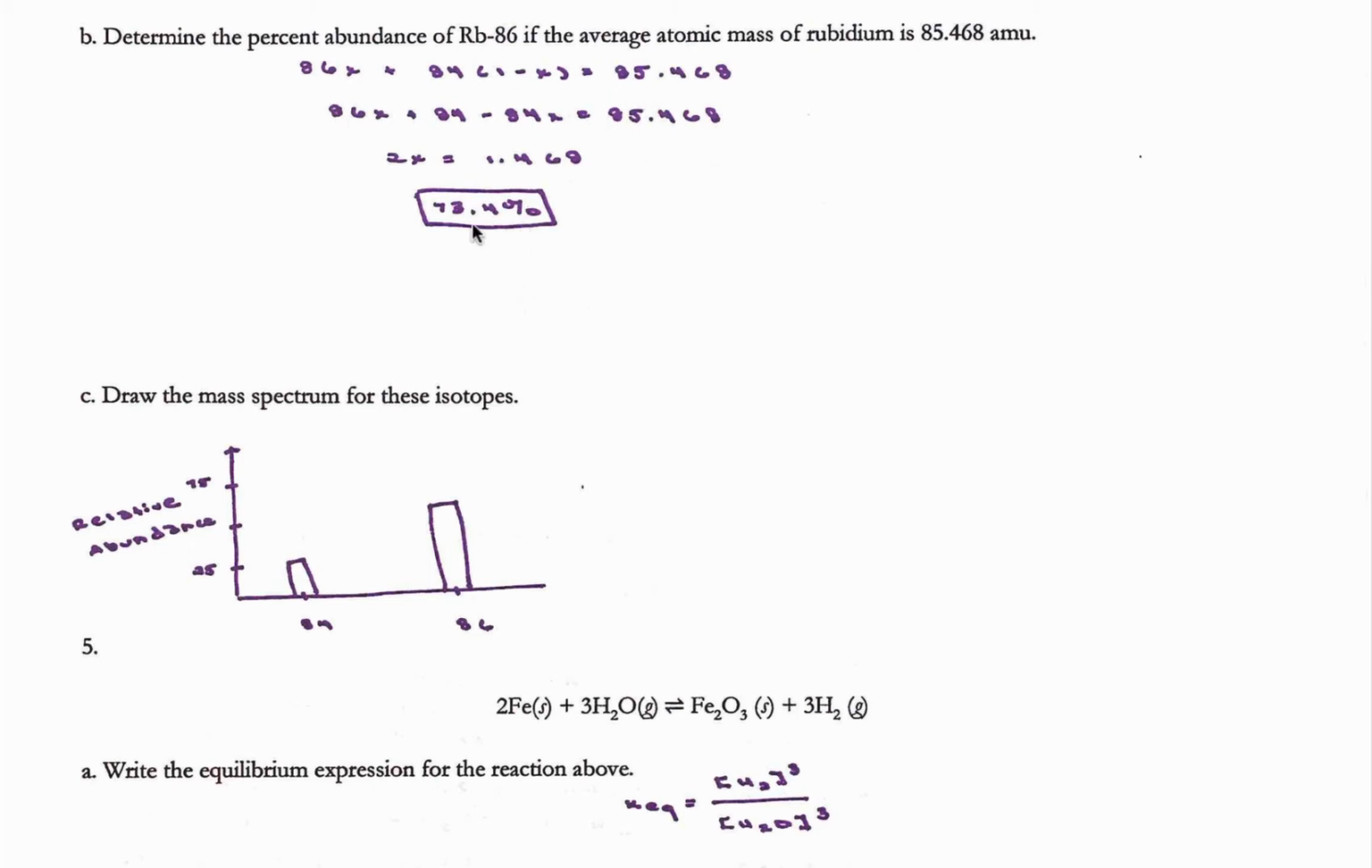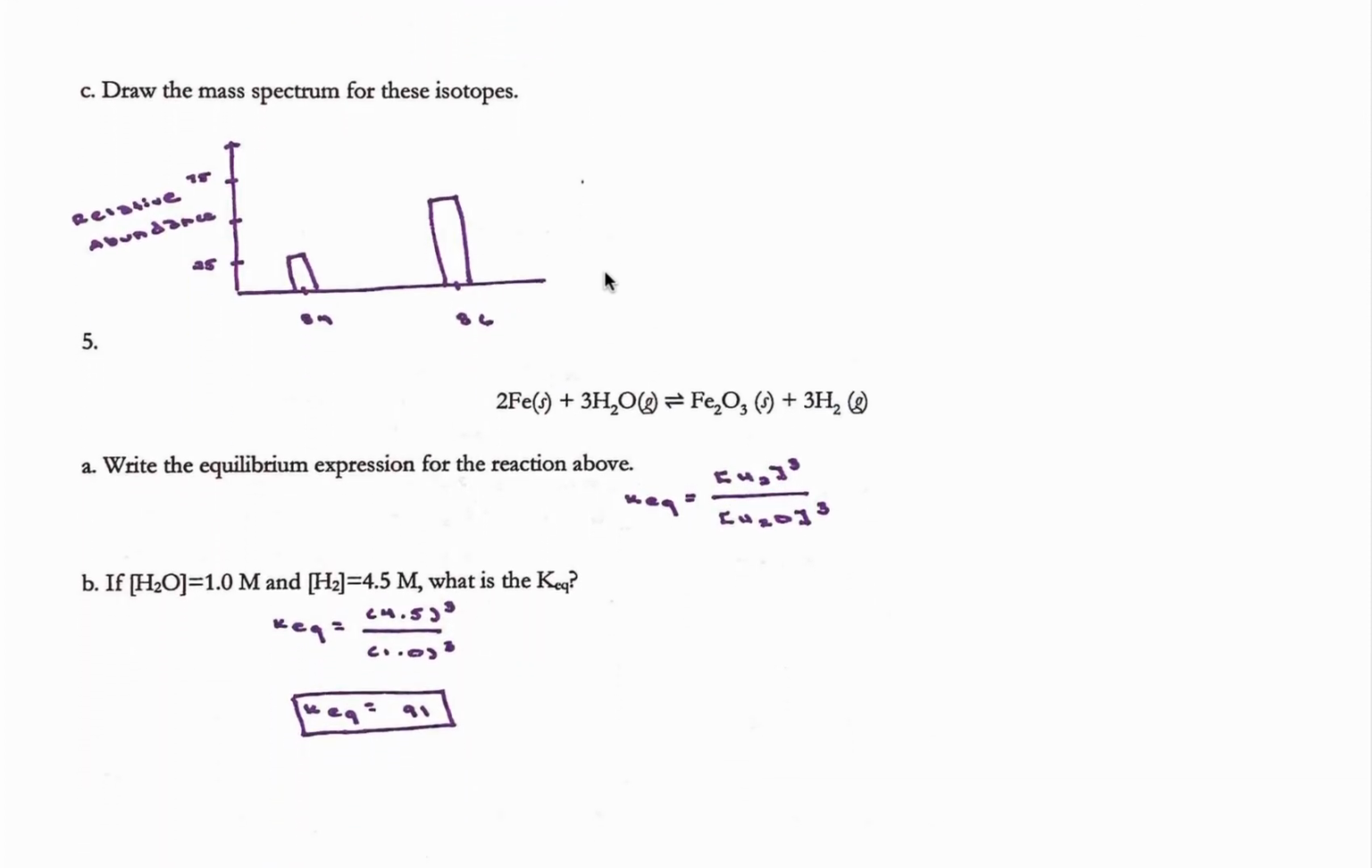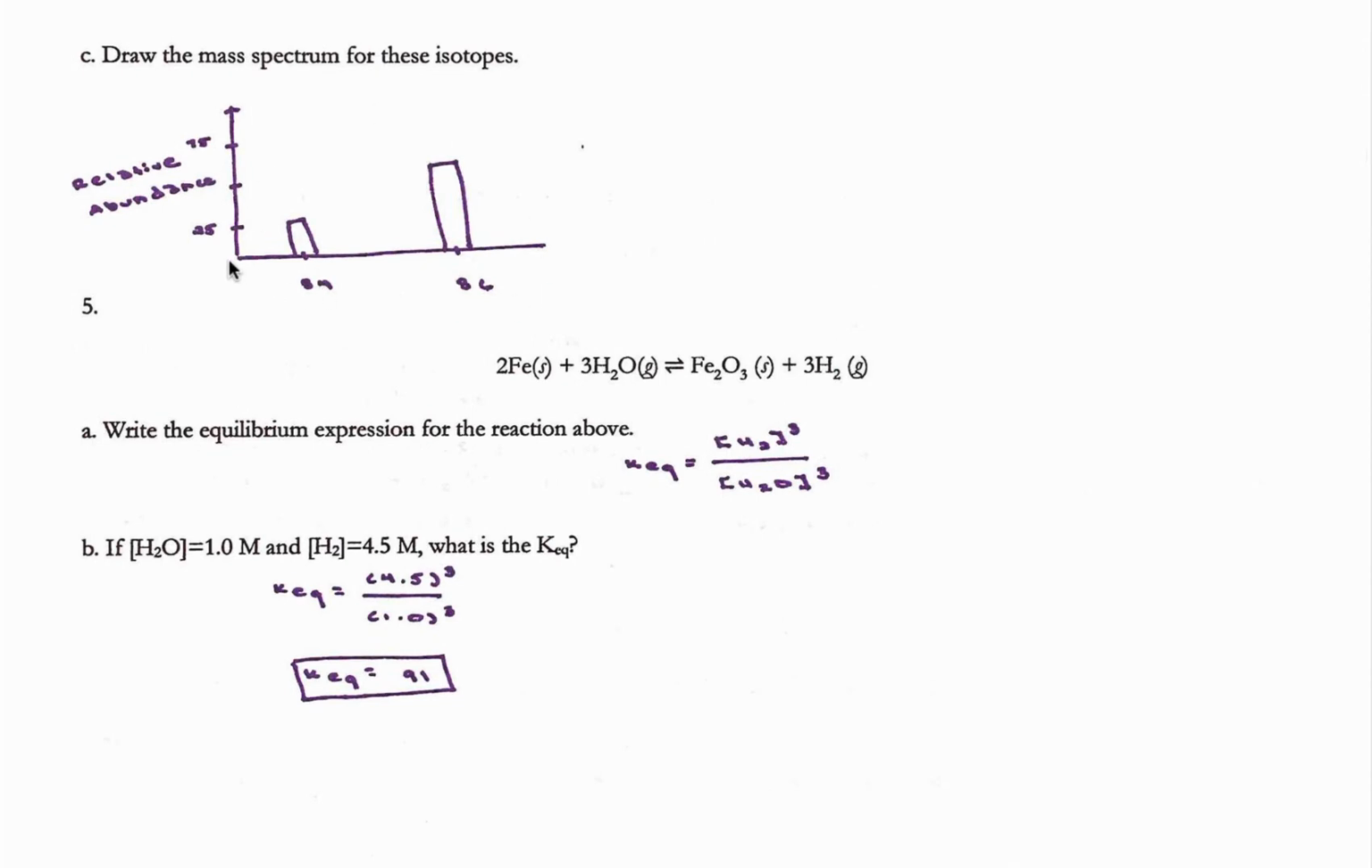When I do out my math, I get 73.4%, and I just rounded to 3 sig figs. You can round however you want, honestly. Okay, so that's B. For C, it asks for the mass spectrum. So I drew this. I showed the relative abundance on my y-axis. I've got my 2 isotopes here, and since the relative abundance of rubidium-84 is about 26.6%, I showed it right over 25%, and then this one was 73.4%. So that's my mass spectrum for the isotopes.